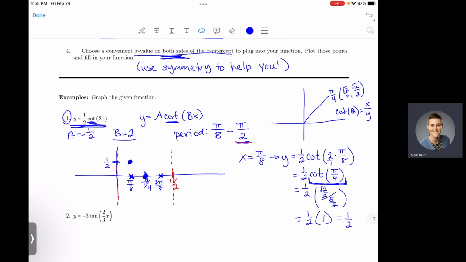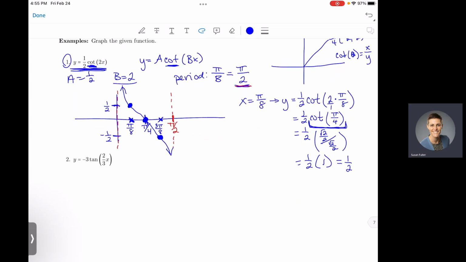And with symmetry, since pi over 8 went up, 3 pi over 8 is going to come down the same amount because these functions are symmetric. And that means that this thing decreases from left to right. And that is one cycle of this graph, and that is all that we need to graph, just one cycle.